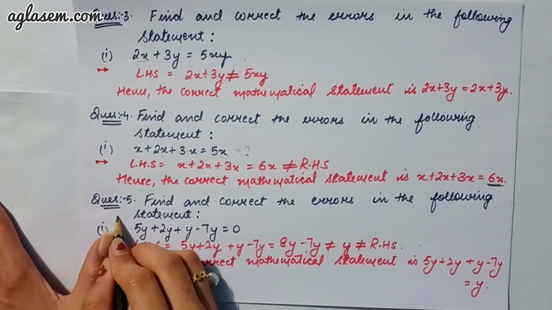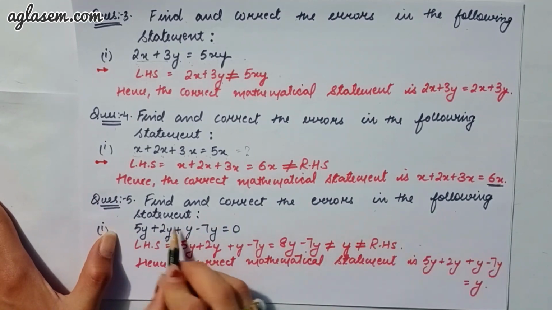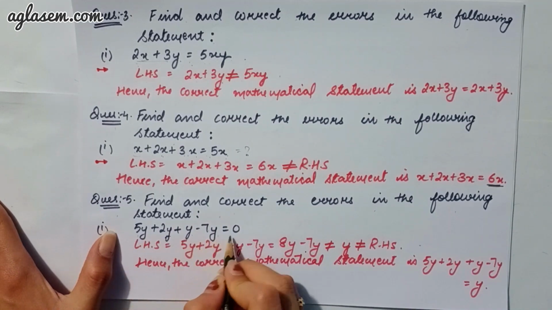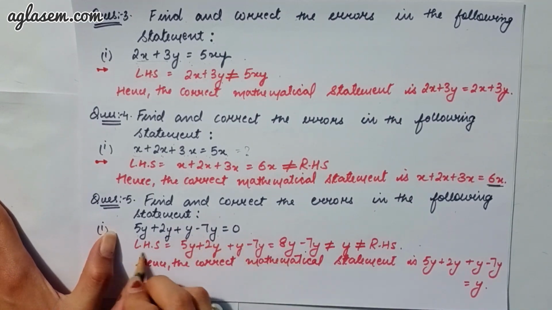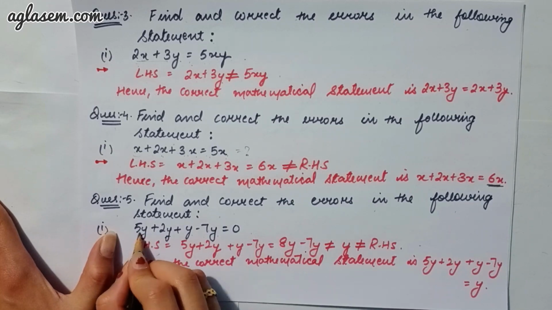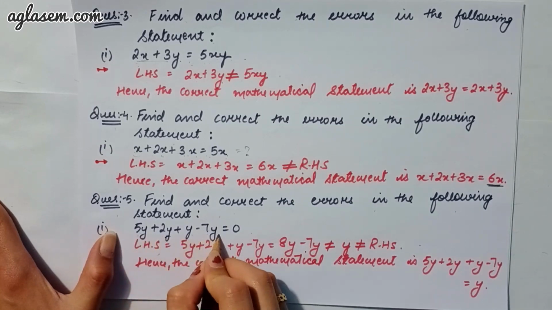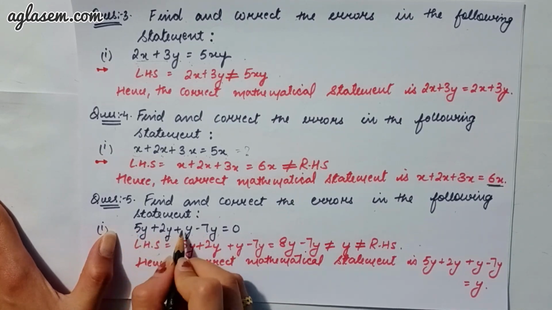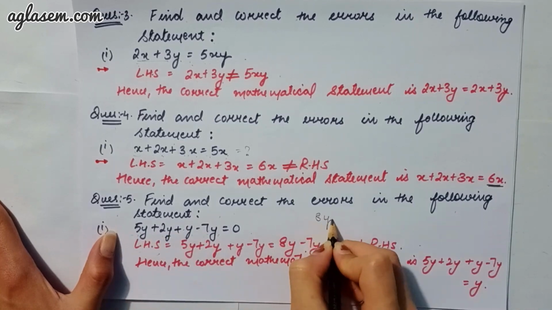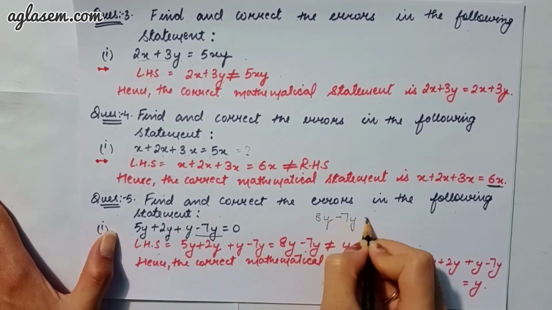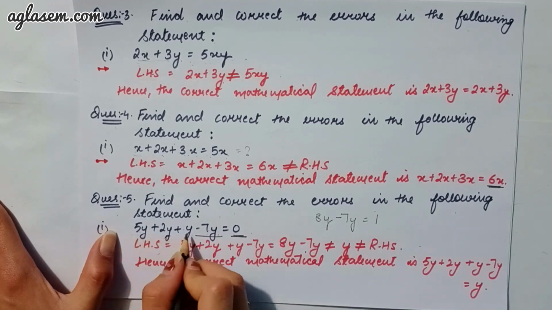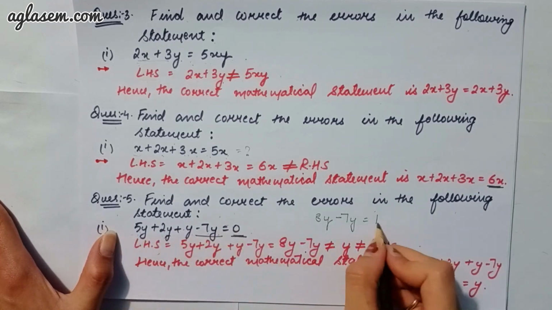Moving to a fifth question which says, find and correct the errors in the following statement. 5y plus 2y plus y minus 7y is equal to 0. Is it so? First of all we have to take LHS, that is 5y plus 2y plus y minus 7y. By adding all these, like 5 plus 2, 7 plus 1, 8y. We will get 8y minus 7y. So we will get 1. It means LHS is not equal to RHS. So the correct statement is 5y plus 2y plus y minus 7y is equal to 1.